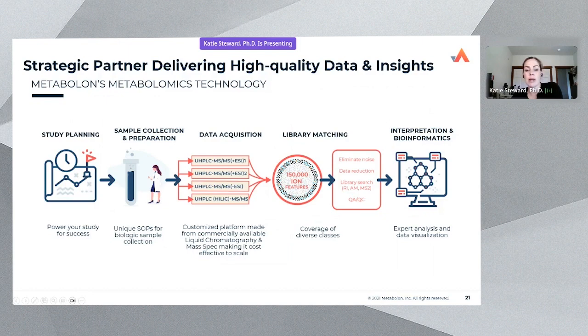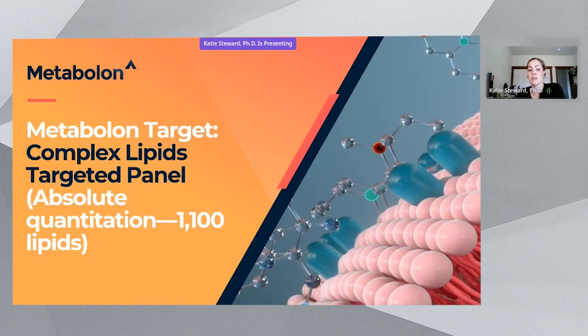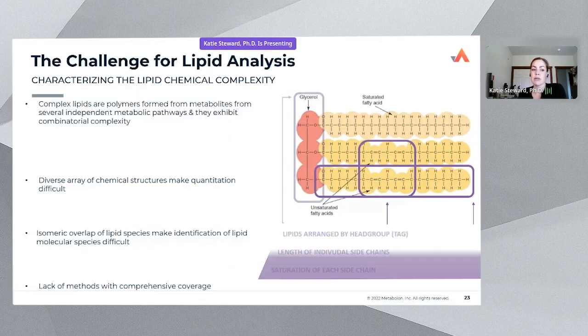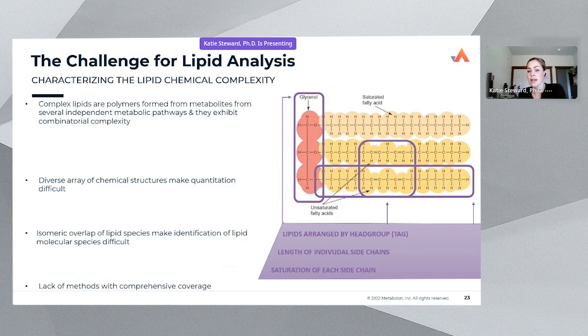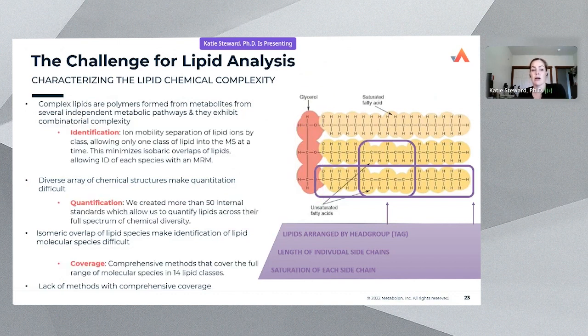So in addition to the global panel, we also have, like I mentioned, the complex lipid targeted panel. It's the quantitation of 1,100 lipids with an exact calculation, so an absolute quantitation. Lipids can be really challenging to analyze. Complex lipids have multiple different fatty acid tails. They have different levels of saturation. They can have different head groups. They can have different lengths of tails. And so they can be really complicated and really challenging to analyze. But Metabolon has some good solutions there.